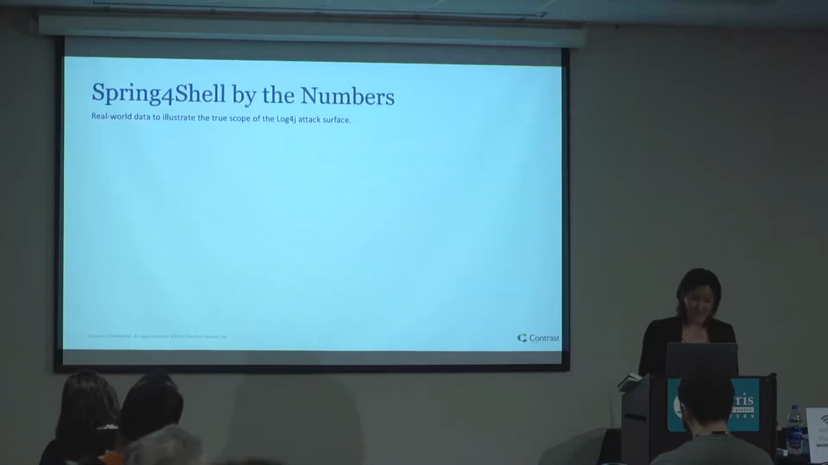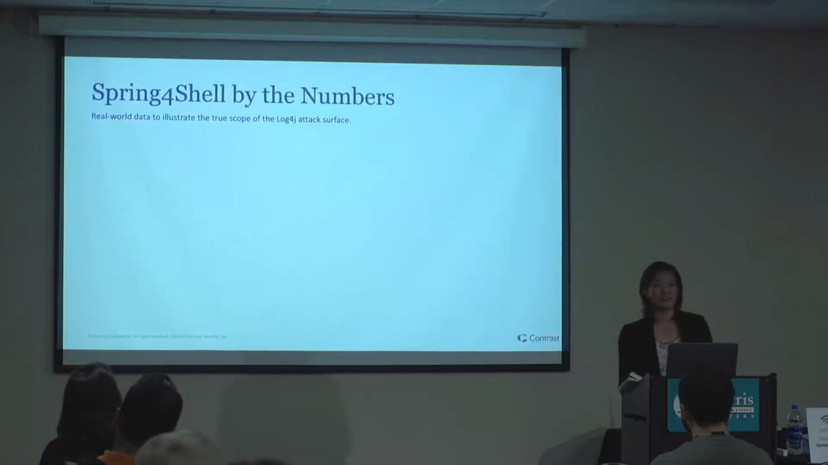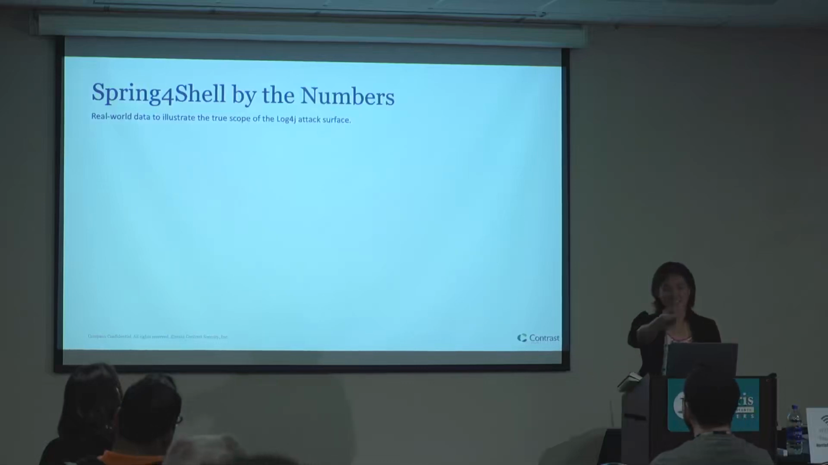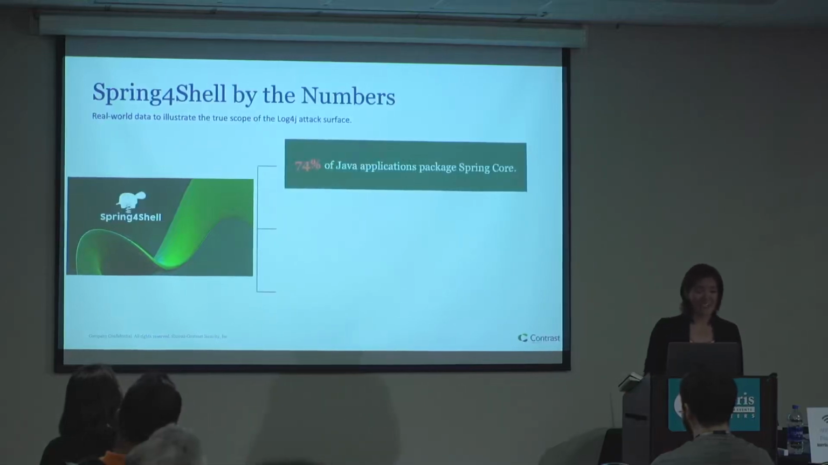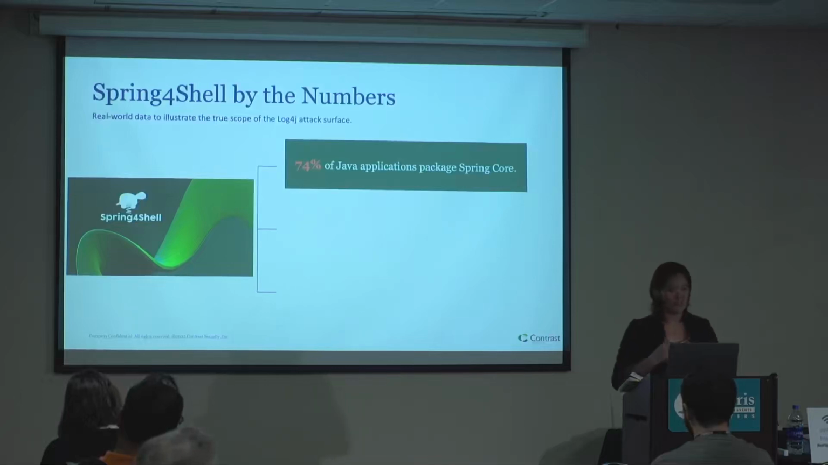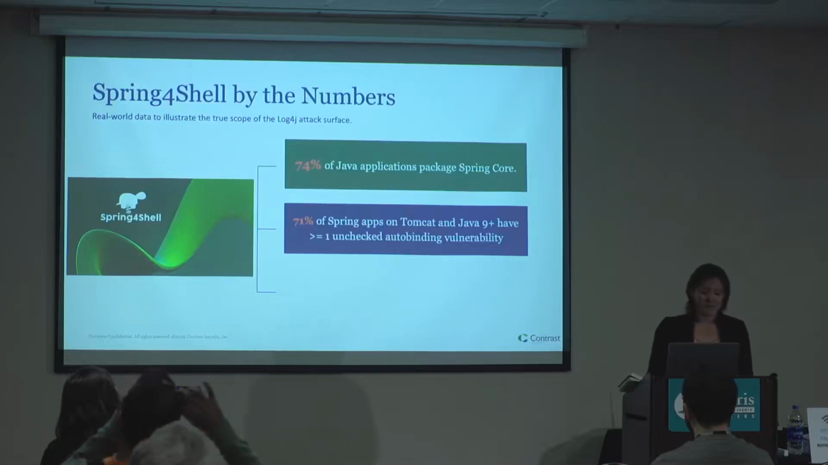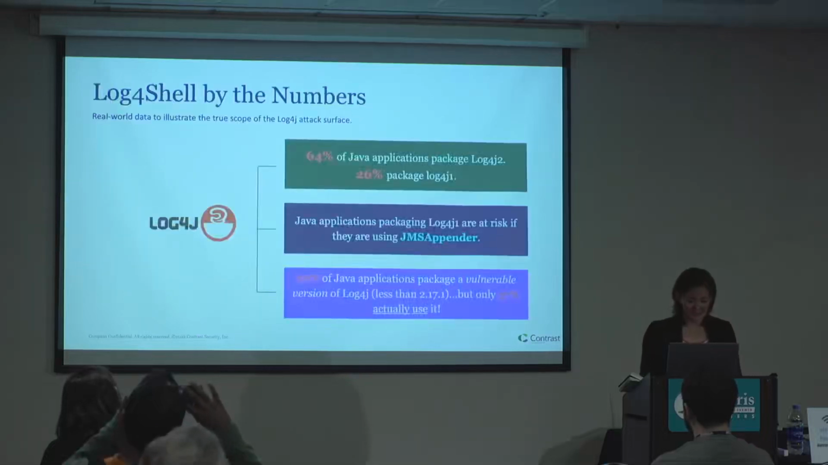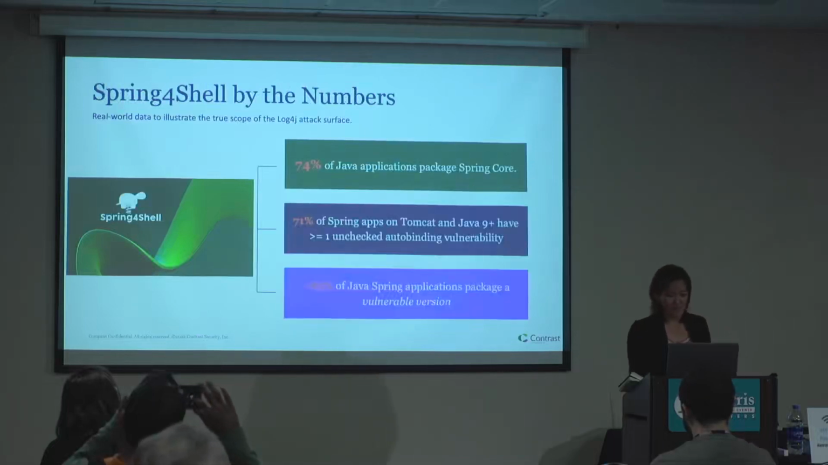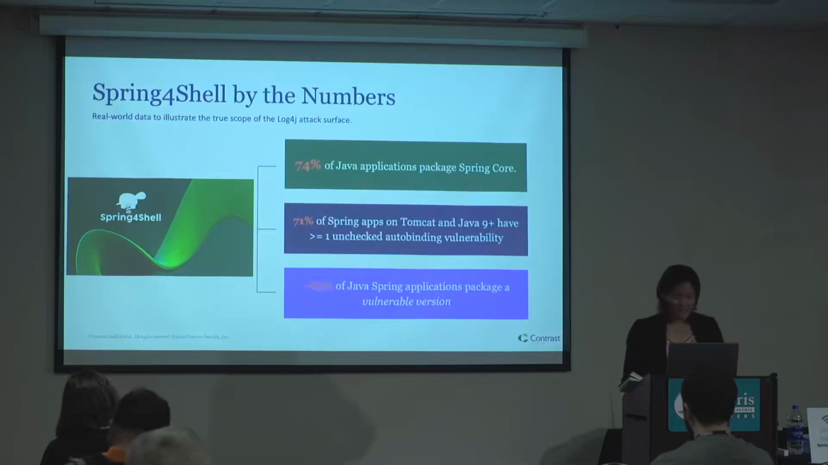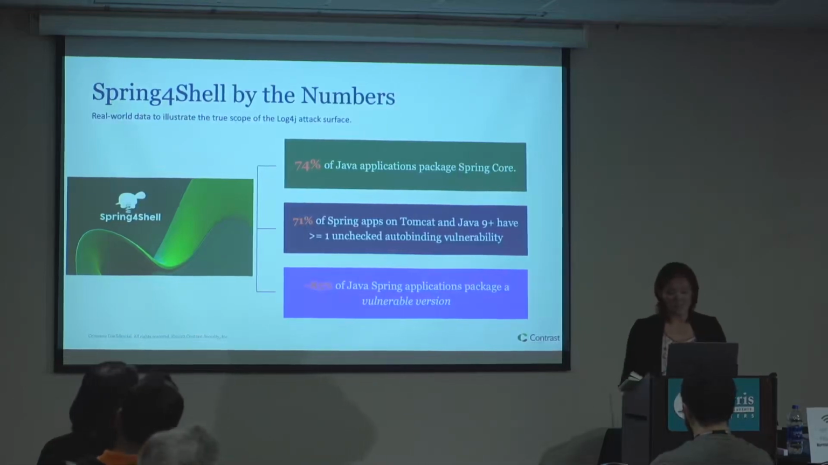All right. So, related, Spring4Shell. Who heard about Spring4Shell? You should know about it, because it's actually worse than Log4Shell. You probably didn't hear about it, because everyone was freaking out about Log4Shell. Spring MVC. You would think, oh, none of my Java apps use Spring, I'm good. No, it's actually packaged in a ton of stuff. If you take a look, 74% of Java applications use Spring Core. You're like, oh, I don't use Spring MVC, that framework's old. 74% comes packaged with it. 71% of Spring apps on Tomcat and Java 9 have at least one unchecked auto-binding vulnerability. This is mass assignment, guys. These numbers are actually higher than Log4Shell. Look at this: 64 versus 74. So Spring4Shell, bigger problem. 85% of Java Spring applications package a vulnerable version. So SCA doesn't tell you the true story. Your SCA tools can give you information, you just need to contextualize it and make it better.